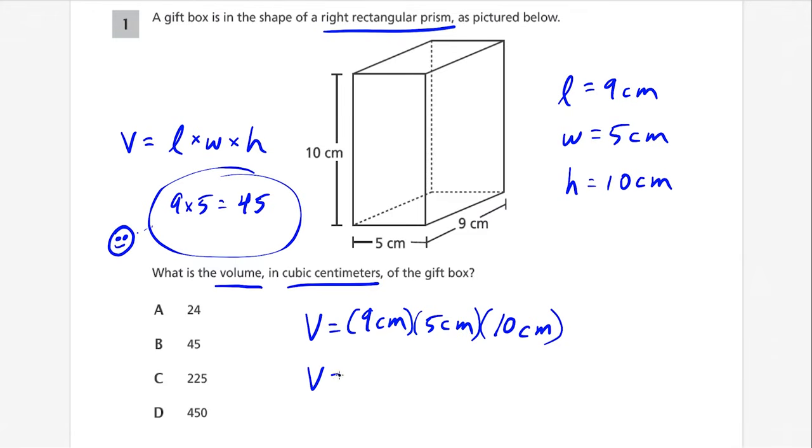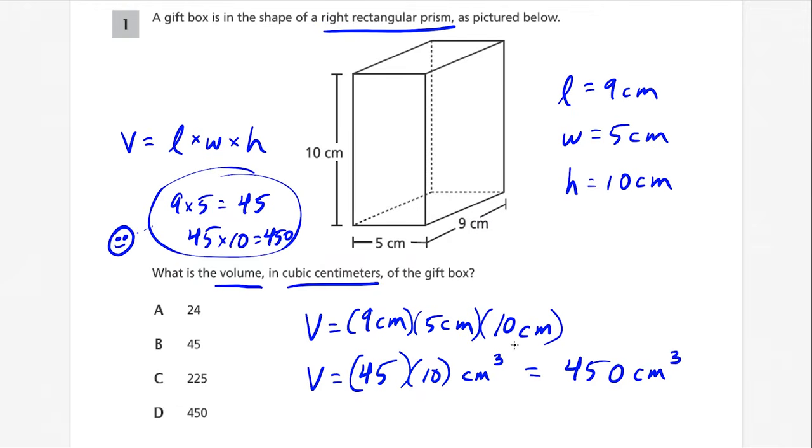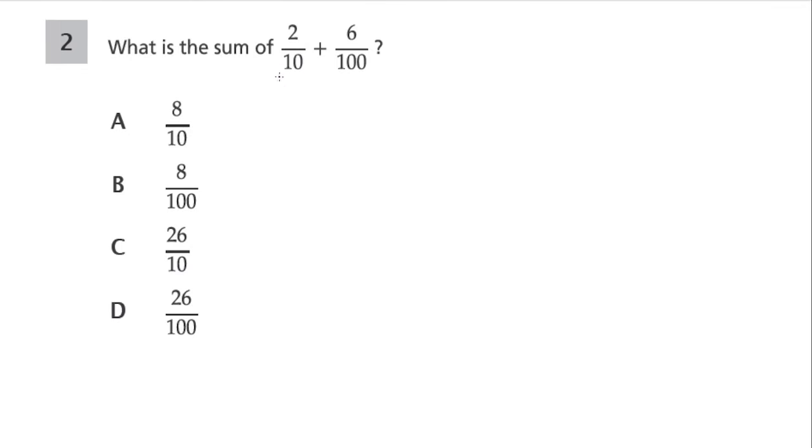So that's a little shortcut for your times tables. What that tells us here is that we have 9 times 5 is 45. And then we're doing 45 times 10. And anytime you multiply something by 10, you could just add a 0 at the end if it's a whole number. The units here are cubic centimeters, so we're just going to write centimeters with a little 3 above like this. So now we just multiply 45 times 10 is 450. So this is 450 cubic centimeters. That's the volume of this rectangular prism. So choice D.